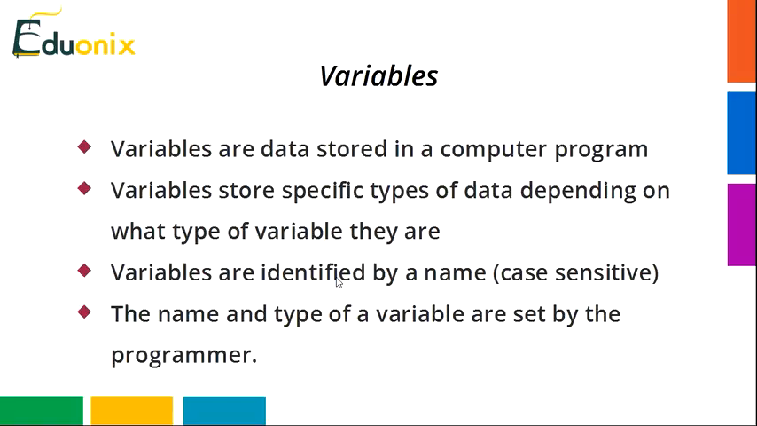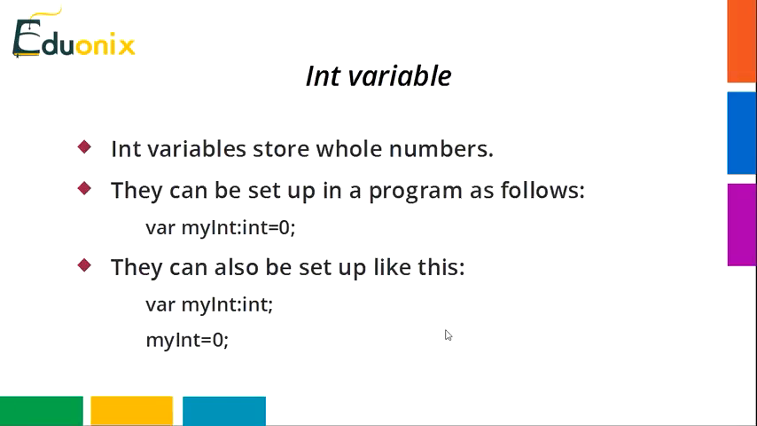As I mentioned, variables are identified by a name, and that is a case-sensitive name. So if you give it a name, you cannot change the case of the name that you've given it. And as I mentioned, the name and the type of the variable are set by the programmer. So let's look at an example. This is the int variable, which can store whole numbers. So 0, 1, 2, 3 and so on. Also negative numbers, these can be stored inside an int.